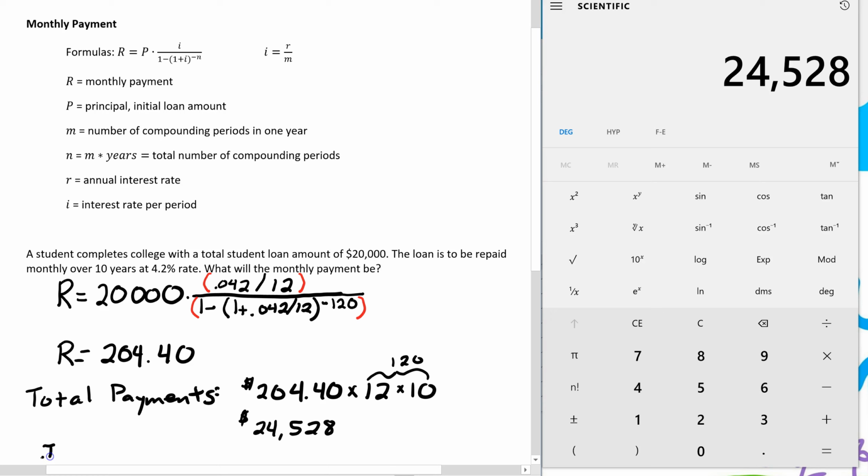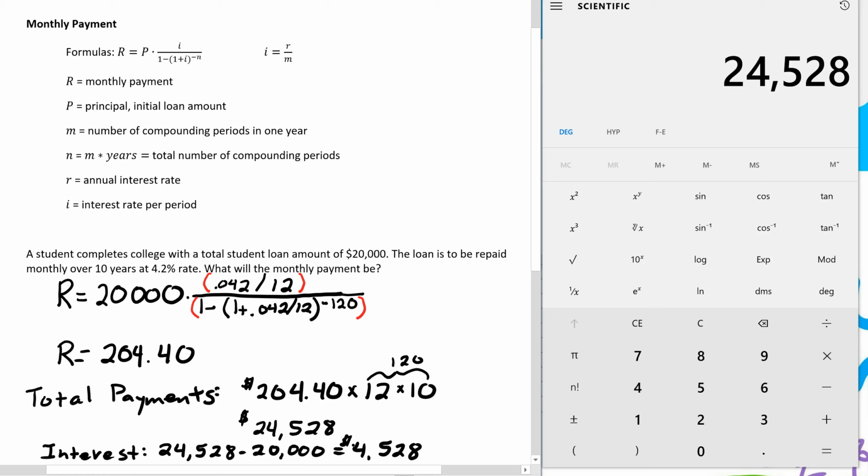We can compare that to the initial amount borrowed to find that our interest is $4,528.